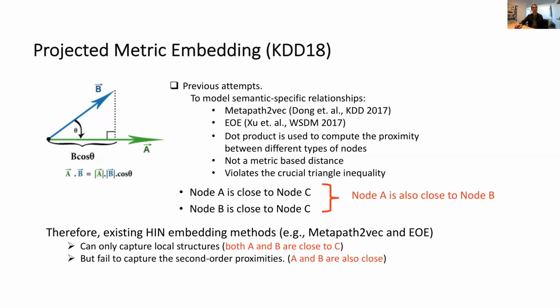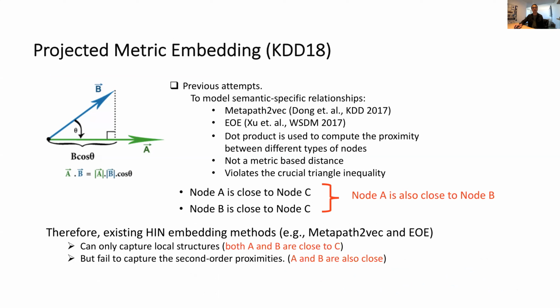To solve the problem of modeling semantic-specific relationships, previous attempts such as using metapaths or embedding-like methods were proposed. However, these methods use the dot product to compute the proximity among nodes, which is not a metric-based distance and violates the crucial triangle inequality.